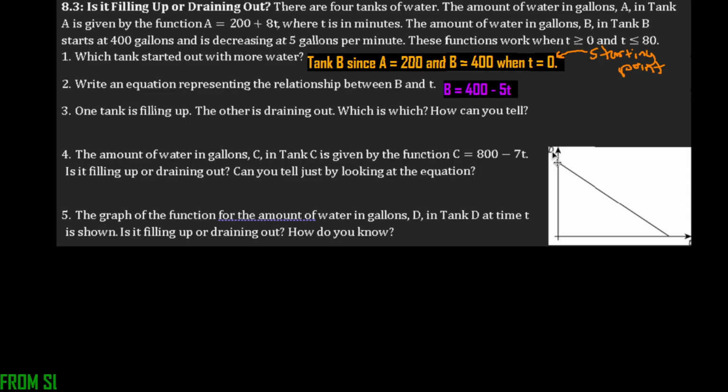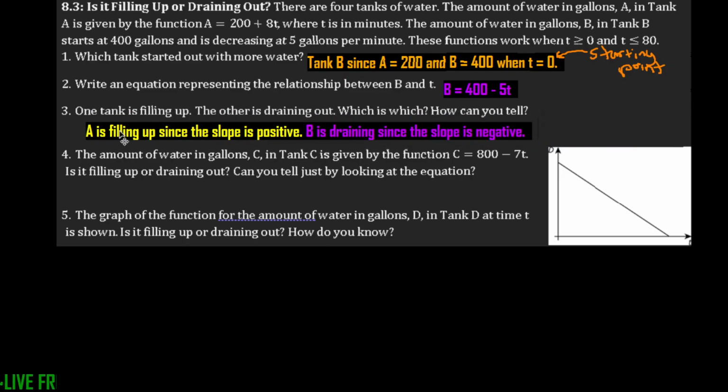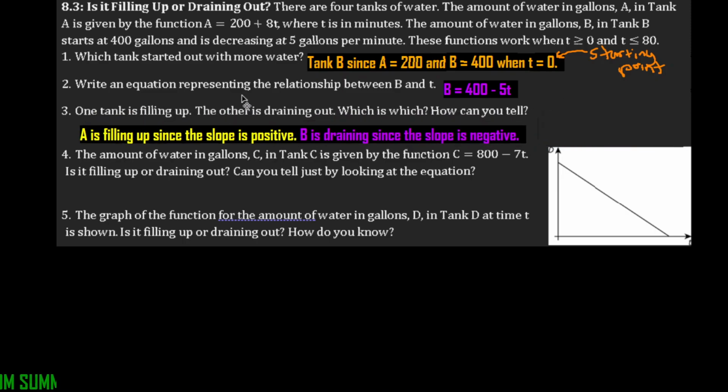Then for number 3, it says one tank is filling up while the other is draining out. Talking about A and B, which is which and how can you tell? We can say that A is filling up since the slope is positive. If we look at our equation for A, notice how that coefficient, positive 8, is a positive slope, so it's going up and to the right. However, for B, notice how the slope is negative 5, so that means it is draining, going down and to the right.